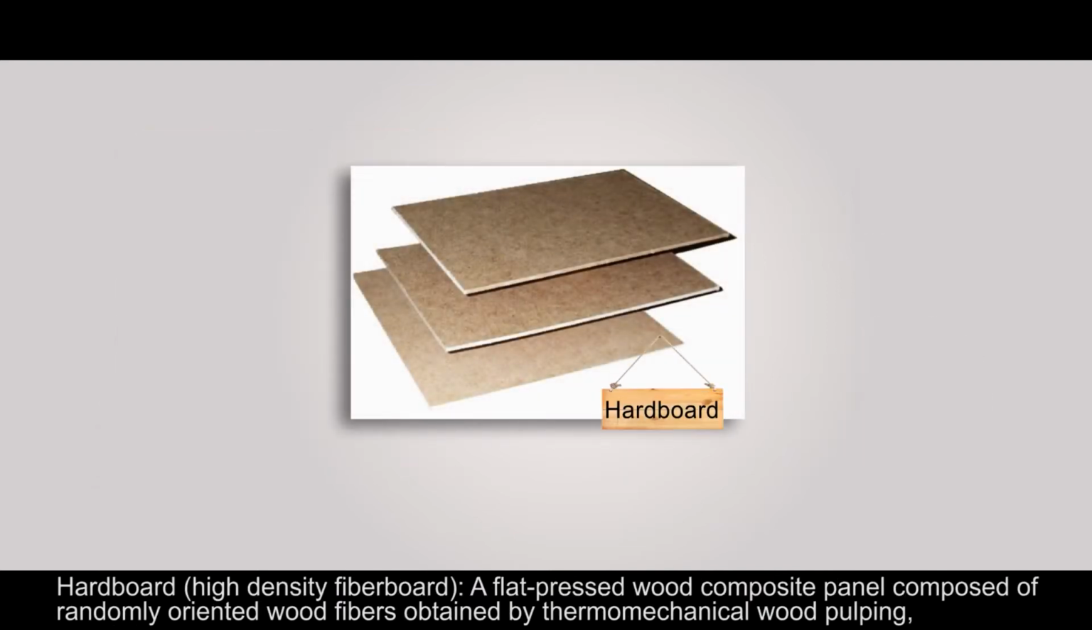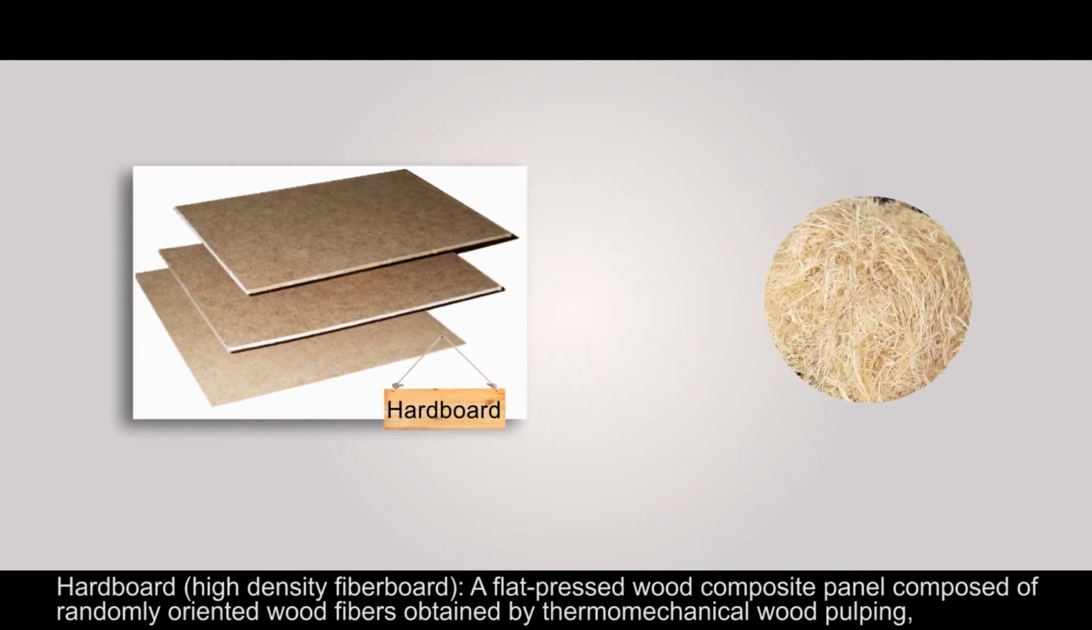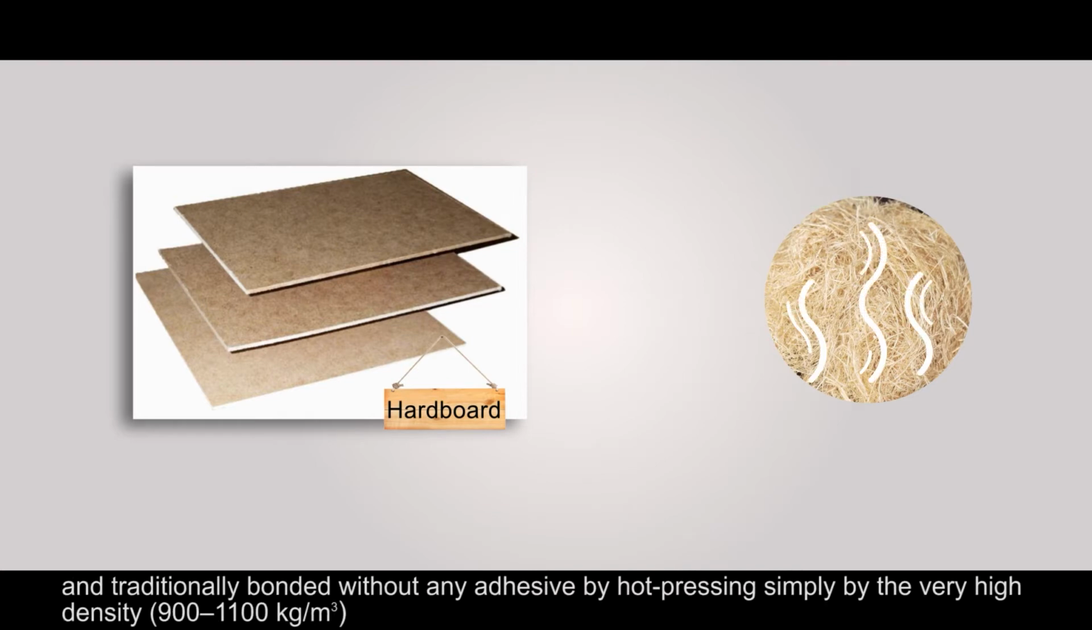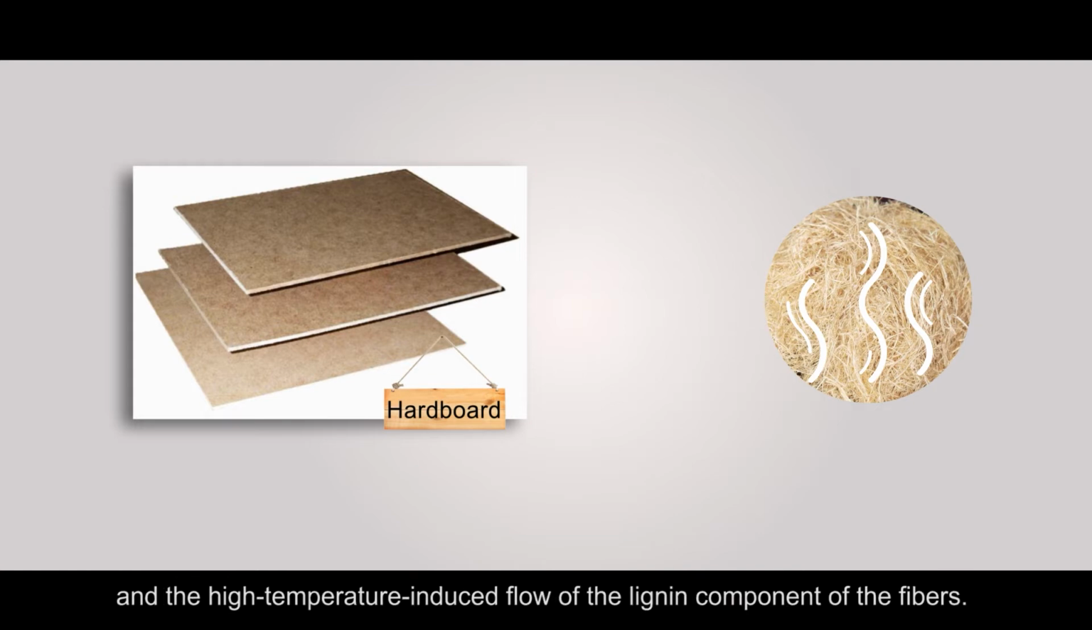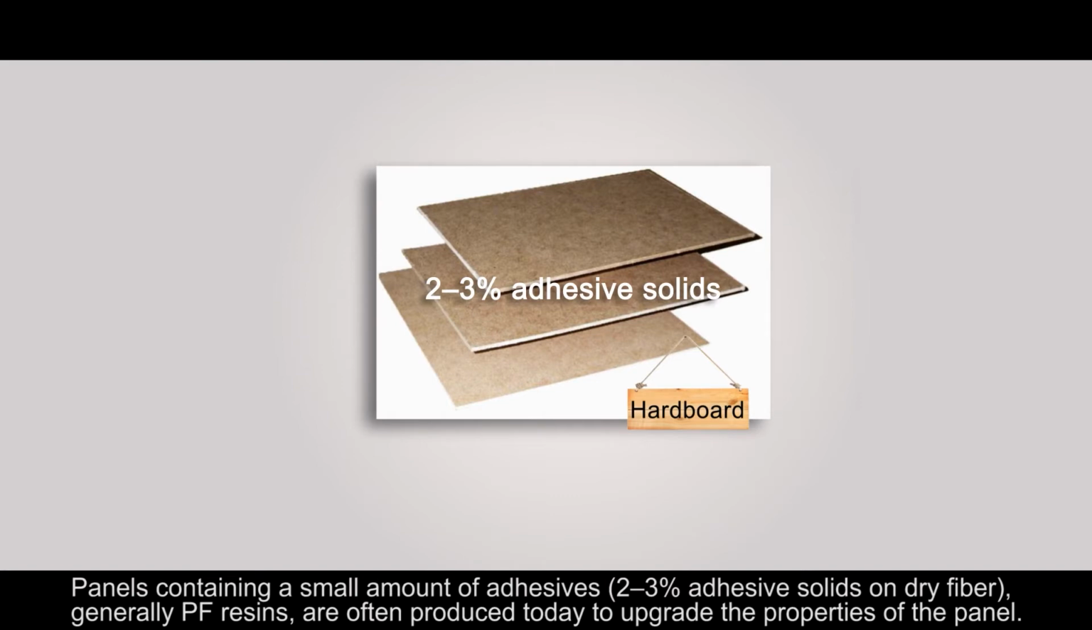Hardboard, high-density fiberboard, a flat-pressed wood composite panel, composed of randomly oriented wood fibers, obtained by thermomechanical wood pulping, and traditionally bonded without any adhesive by hot pressing simply by the very high density, 900 to 1,100 kilograms per cubic meter, and the high temperature-induced flow of the lignin component of the fibers. Panels containing a small amount of adhesives, generally PF resins, are often produced today to upgrade the properties of the panel.